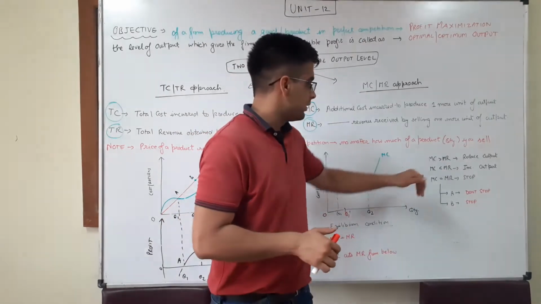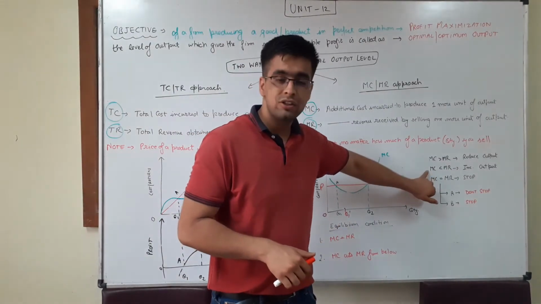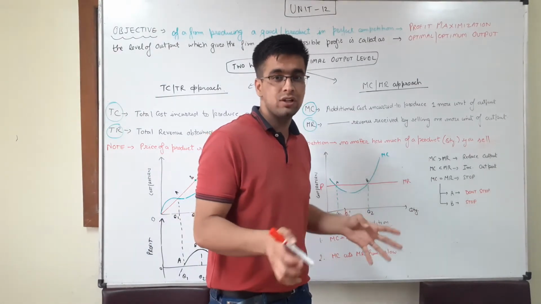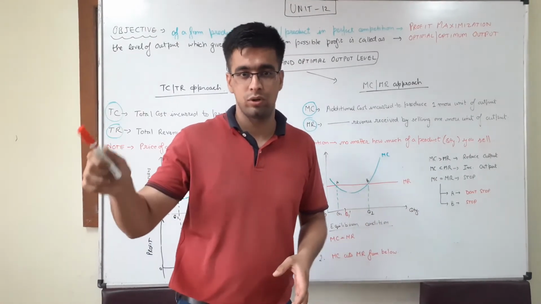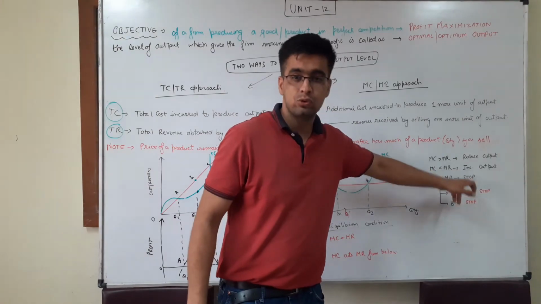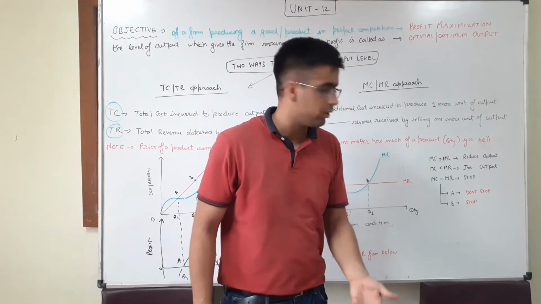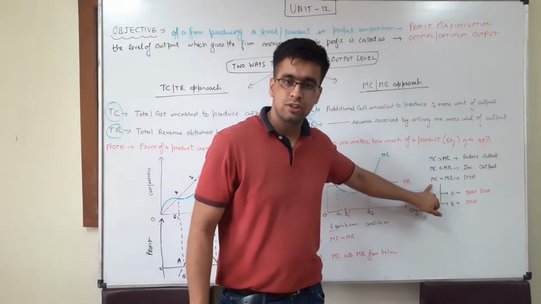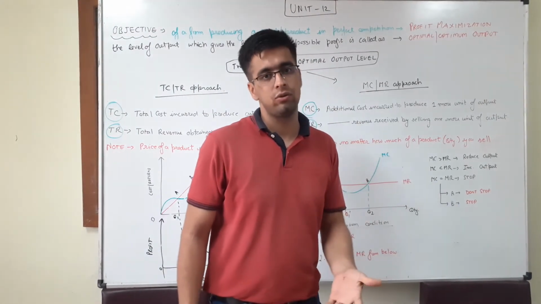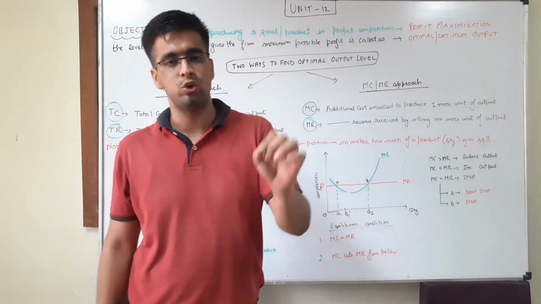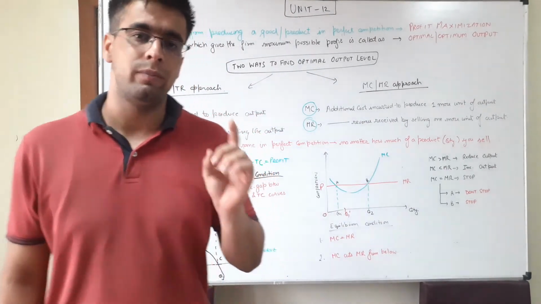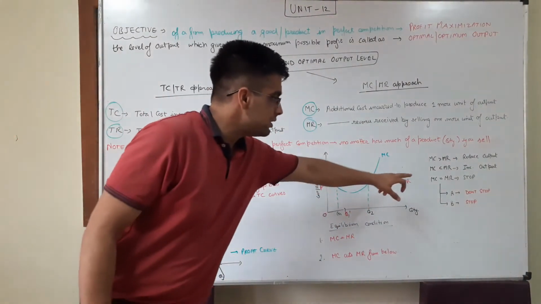Alright. Second point, when the additional cost is less than the additional revenue you are getting by selling one more unit, that means you should keep on increasing the output because you are getting more money than you are spending. Alright. When the additional cost is equal to the additional revenue, that is the point where you should stop. But there is a catch. MC is equal to MR.